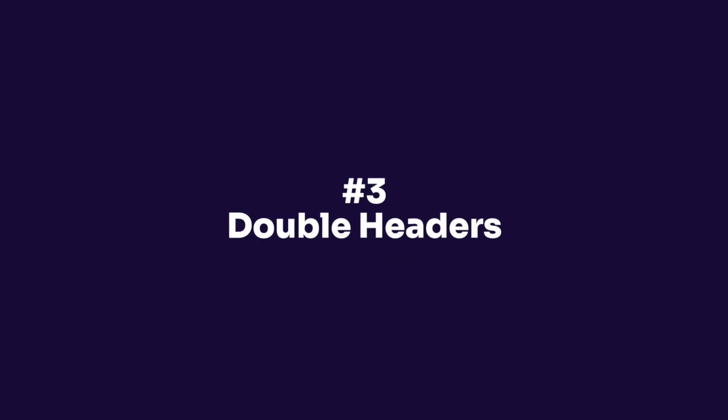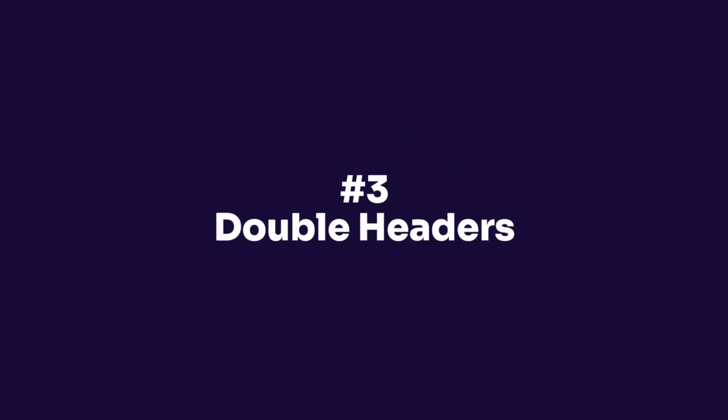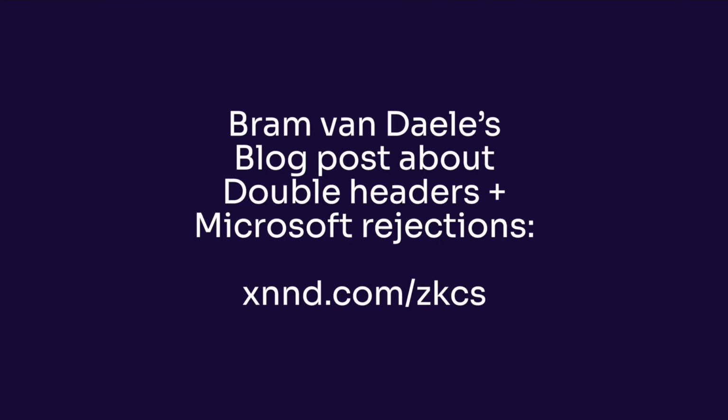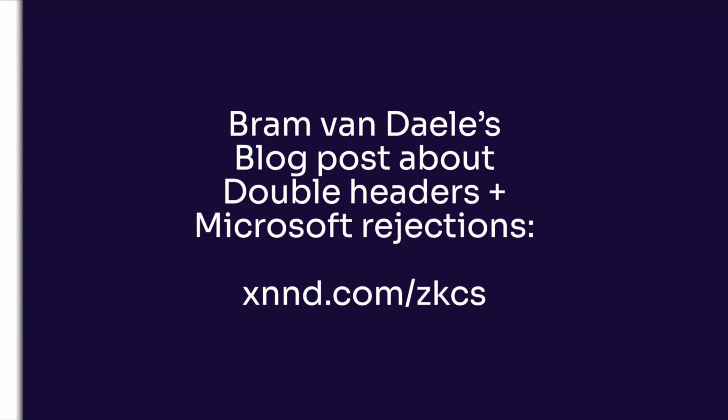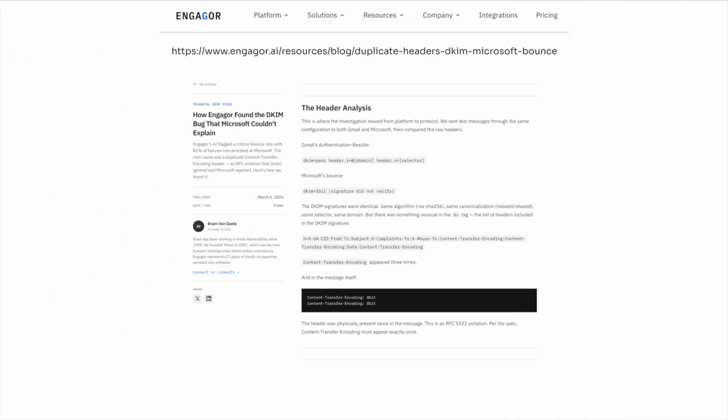Number three, extra headers or missing headers. Bram Vandala blogged about this a few months ago. He explained that in his case, he found that specific failures at Microsoft were due to double headers in a sending email message, specifically, in his case, the content encoding header. This was a case where Gmail just silently corrected this header misfire, and senders might not even have noticed that there was a problem. Like Microsoft could be doing here, Gmail does reject some mail with specific double headers, so this won't be true in every case, but it's something to investigate. It was a good catch on Bram's part. Maybe your message is not as RFC compliant as you think it is.